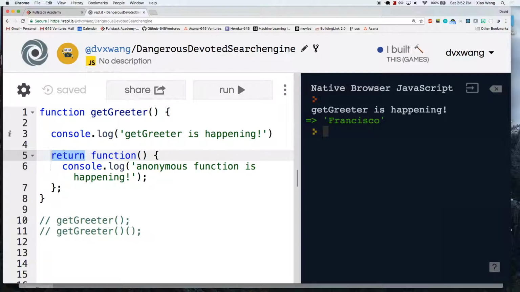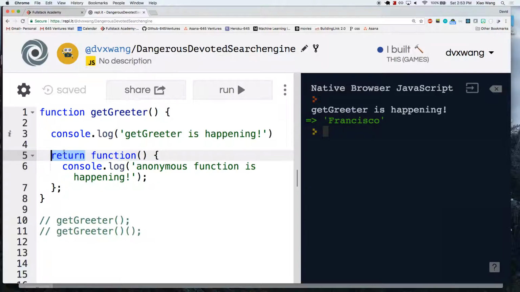Are you asking me for the anonymous function? No, I know the answer, I'm just not sure. Ask it one more time, please. What is get greeter returning? Get greeter returns a function. It returns an anonymous function. So it returns, I mean, you just say it returns an anonymous function. Okay.